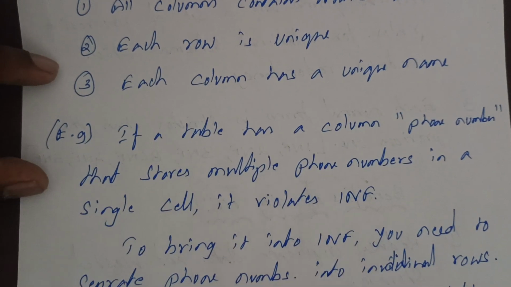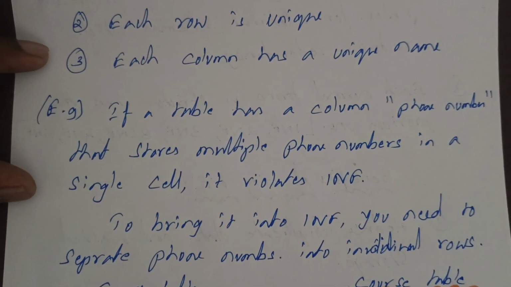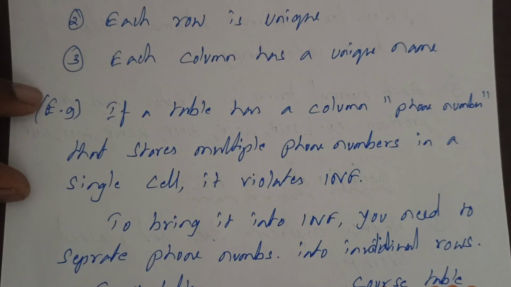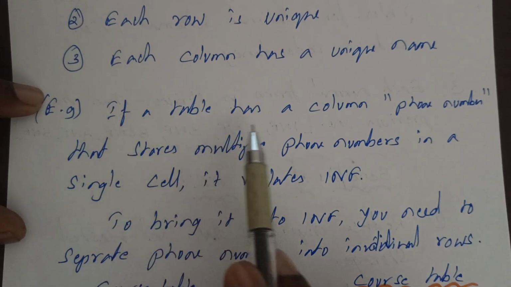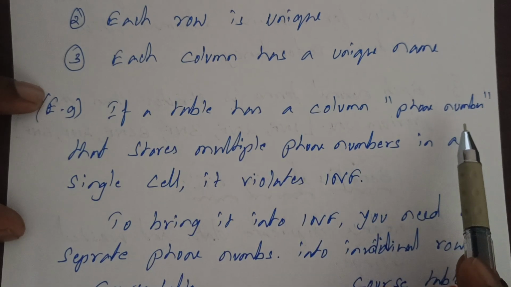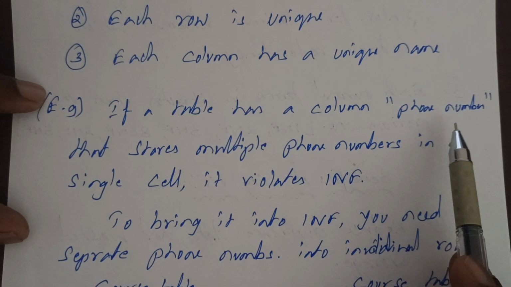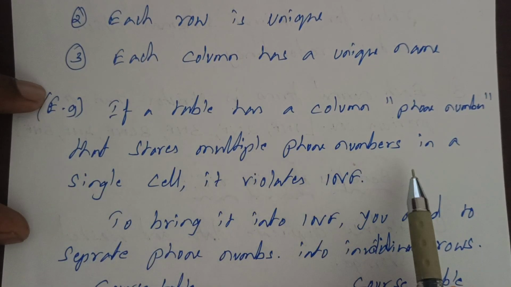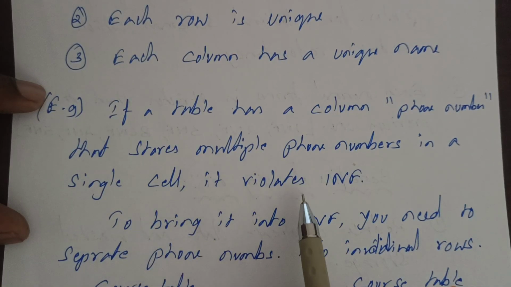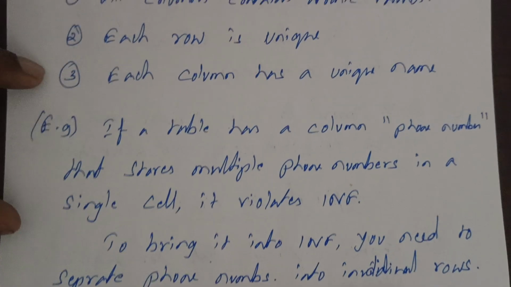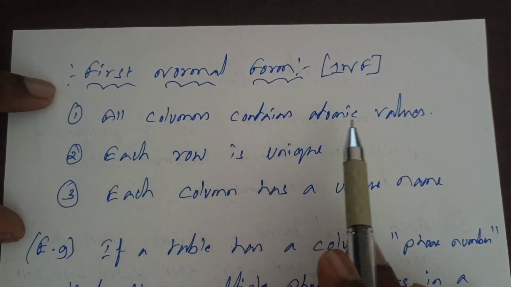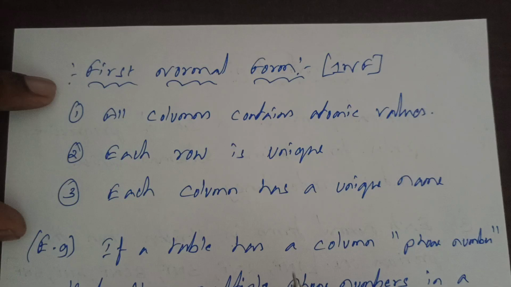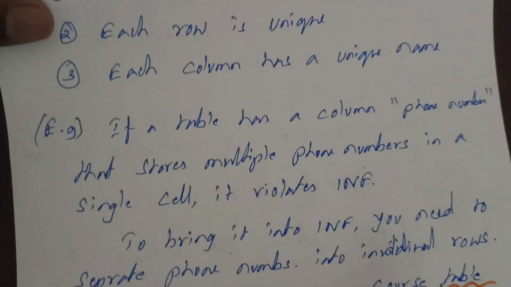We are going to check that with one example, a simple form of 1NF, right? If a table has a column, phone number, you all know a particular person can have multiple phone numbers, so that is the reason I have taken this. If it stores multiple phone numbers in a single cell, it violates 1NF. I already told you all columns should contain atomic values. That means any column in a particular row should have only one value. It should not have more than one value.